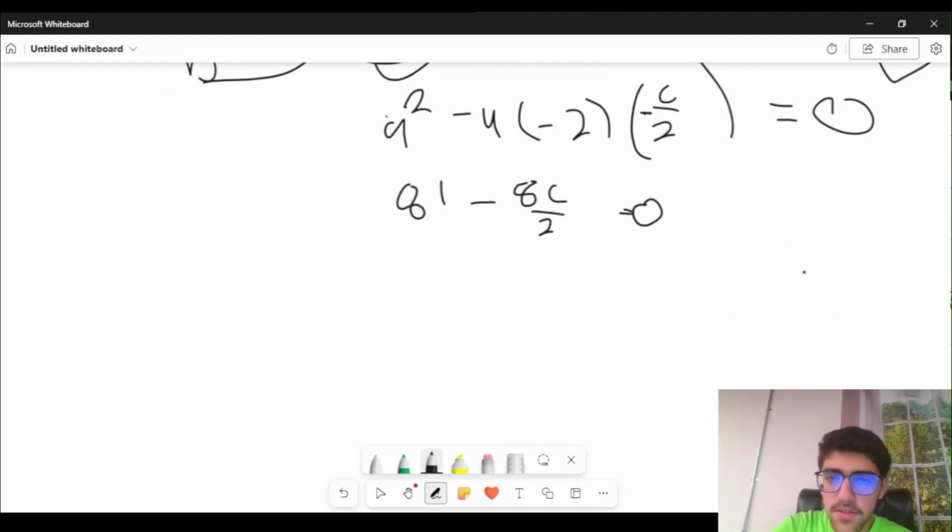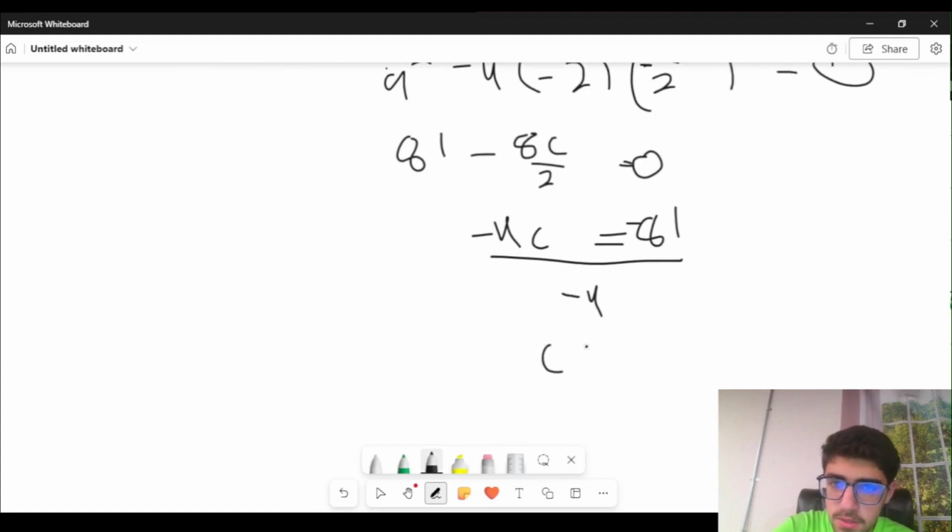Now I want to take 81 to the other side so that I can solve for c. So let's start by isolating the term with c. Negative 81 is equal to negative 8c, or I can simplify that, because 8 divided by 2 is 4, so I can do negative 4c. Divide both sides by negative 4. The answer would be c is equal to 81 over 4.